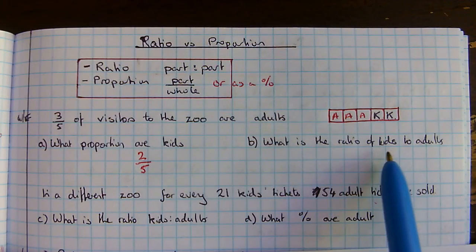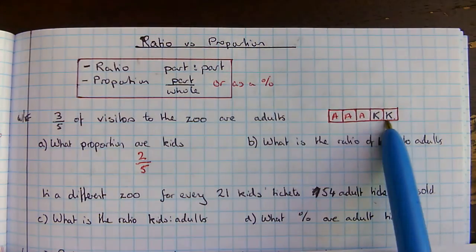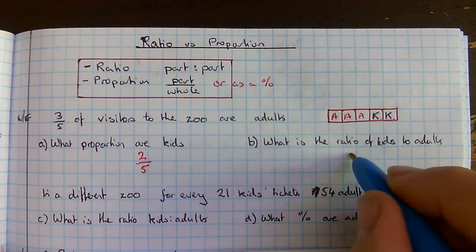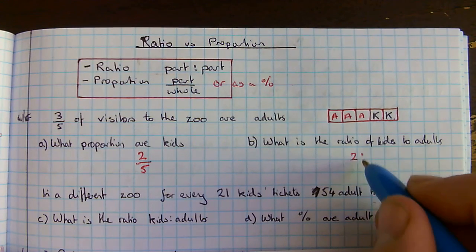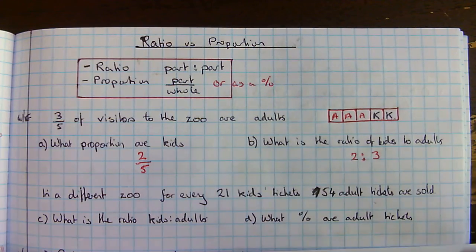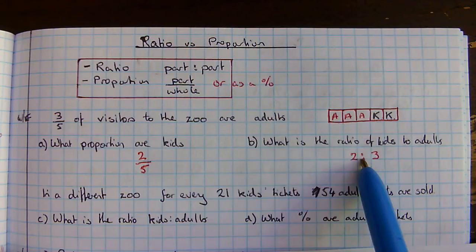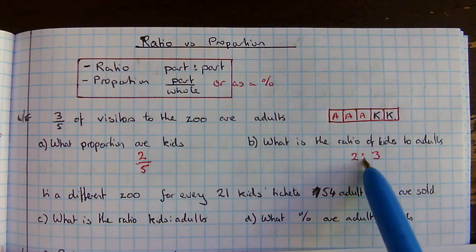It then asks me, what's the ratio of kids to adults? Well, I've got 2 kids and I've got 1, 2, 3 adults. So the ratio is 2 to 3. Notice that if I added my 2 and 3 together, it would give me my 5, because that's the total amount of parts.